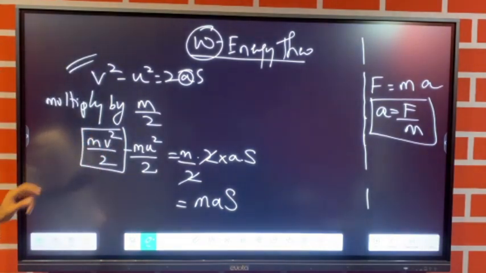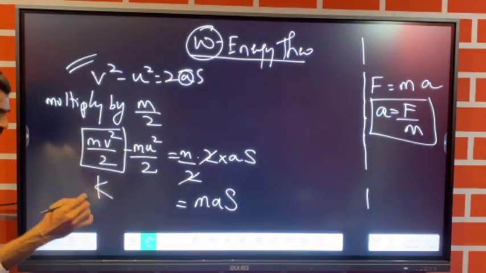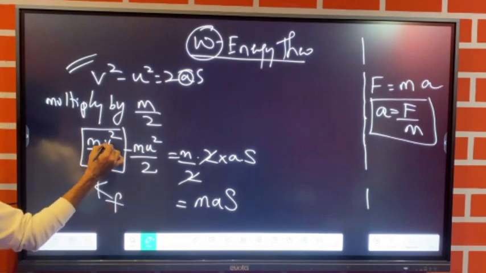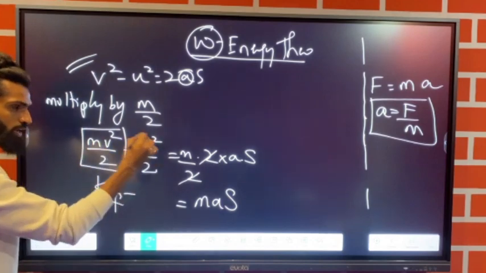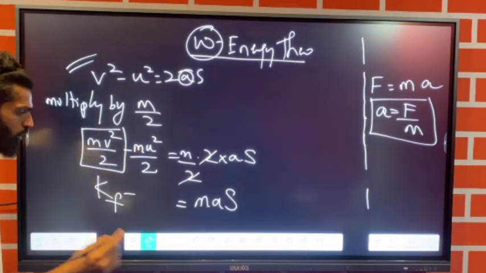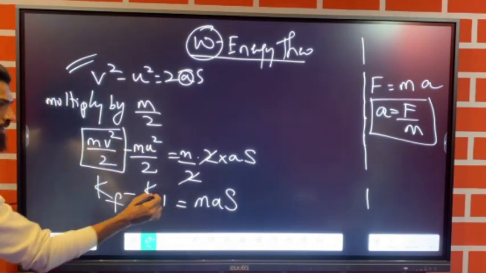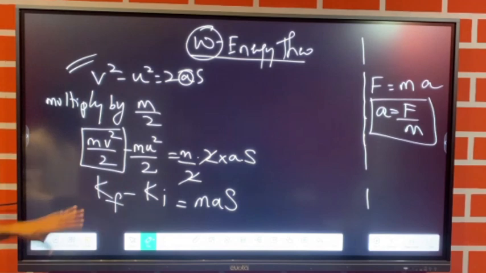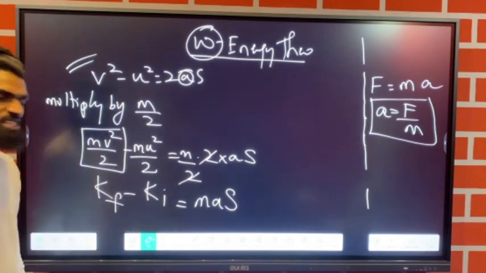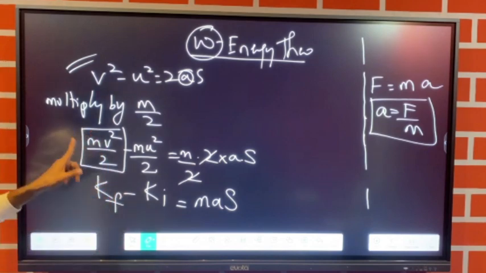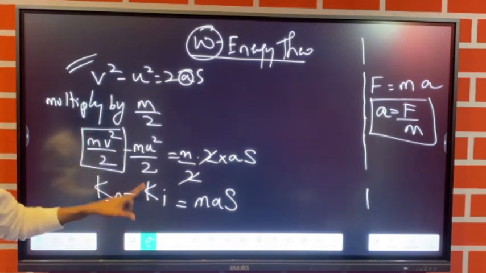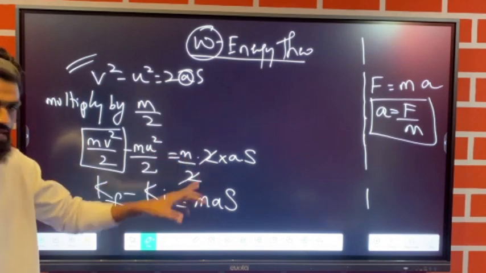Now coming back to the specific thing. Half m v square gives us kinetic energy, but this time it is final. What is the hint here? Final velocity gives me final kinetic energy. Minus as it is. Initial velocity gives me initial kinetic energy. So I'm going to write Ki. Now I could have stopped here, but I won't because left hand side cannot be simplified further. That's all. This is the maximum amount of simplification. Final kinetic energy minus initial kinetic energy is giving me m a s. This is my final thing.